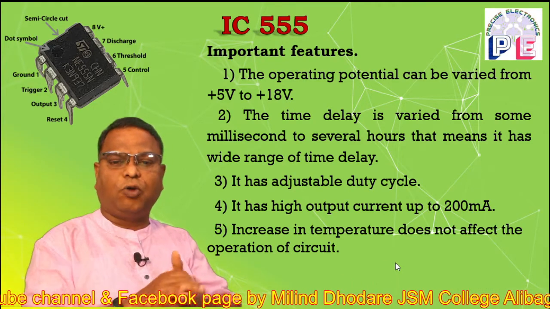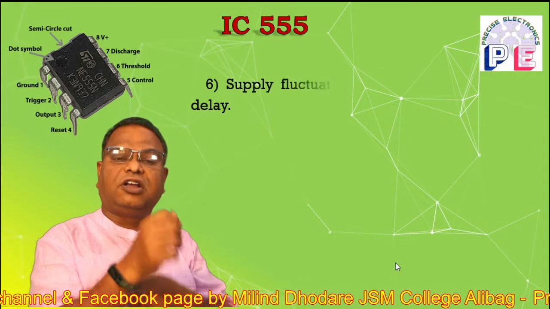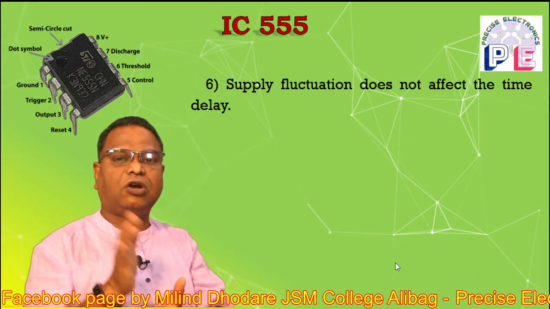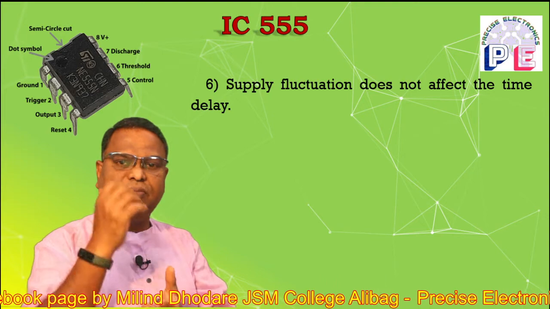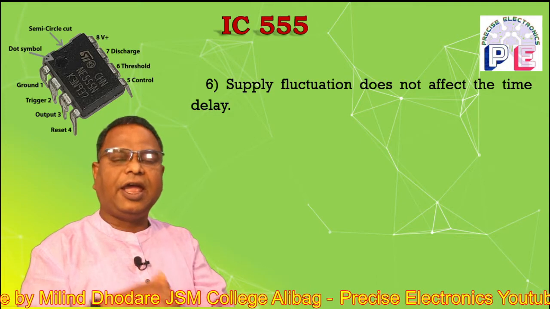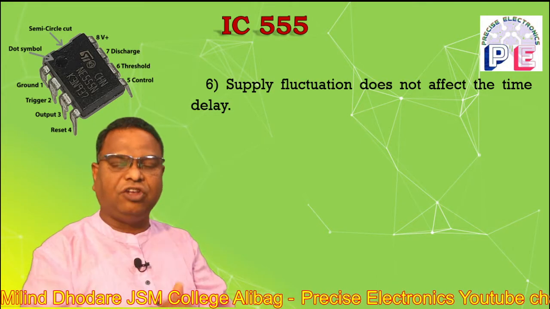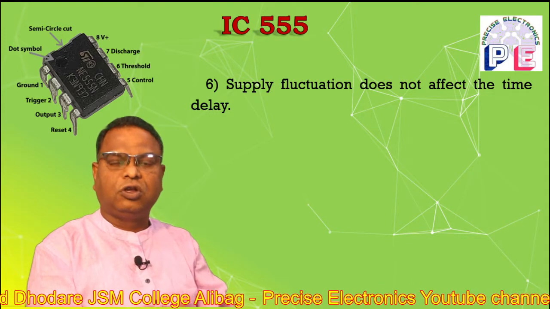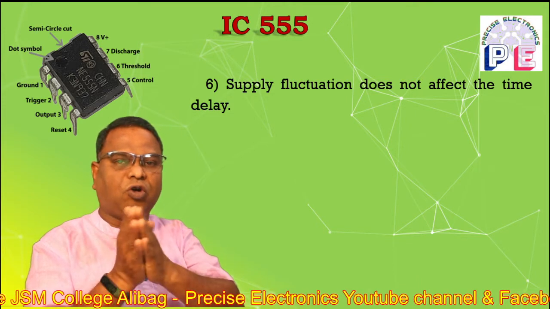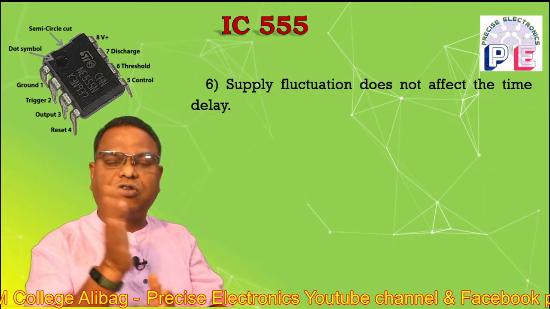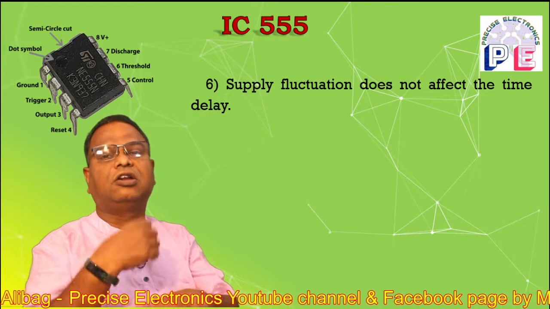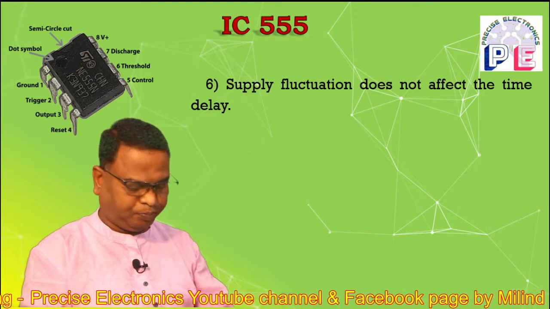The next point, the sixth point: supply fluctuation does not affect the time delay. Temperature fluctuation as well as supply fluctuation does not affect the time delay. For example, if a 9 volt DC supply is connected to the timer, and suppose this supply potential varies from 9 to 12 volt, it will not affect the operating condition, because the range of the power supply is between 5 volt to 18 volt. So supply fluctuation does not affect the operation or the time delay of the circuit.